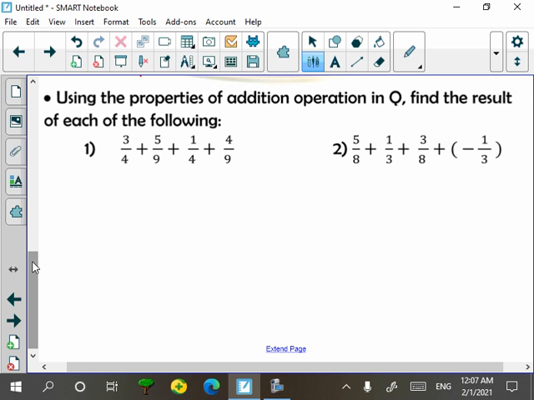Using the property of addition operation in Q, find the result of each of the following.